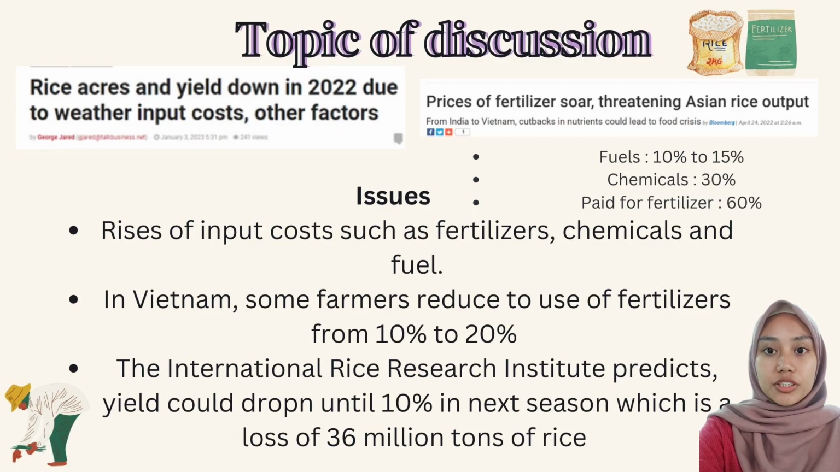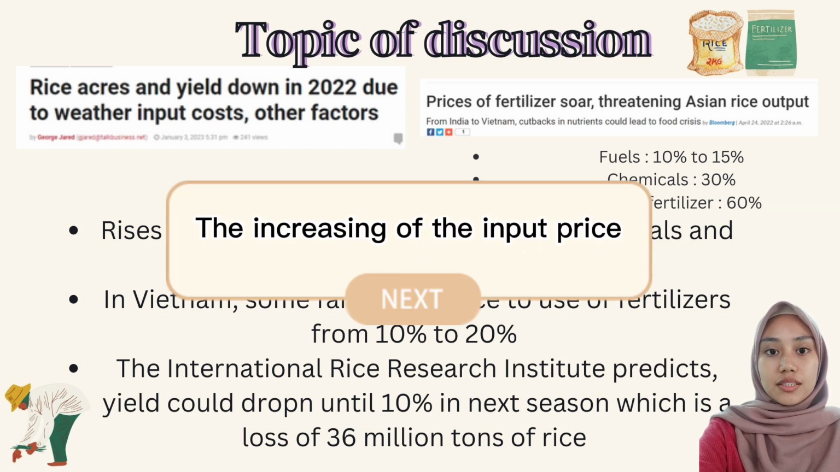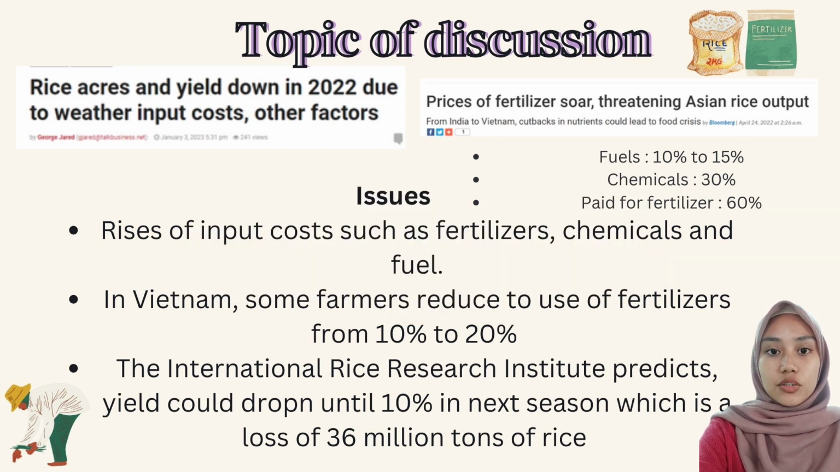Okay, so the current issue or the topic that I chose is the increasing of rice input costs. Okay, the first article states that rice acres and yield were down in 2022 due to input cost factors. Meanwhile, the second article says that prices of fertilizers soar, threatening Asian rice output. So based on these two articles, the issues are rises of input costs such as fertilizers, chemicals, and fuel.